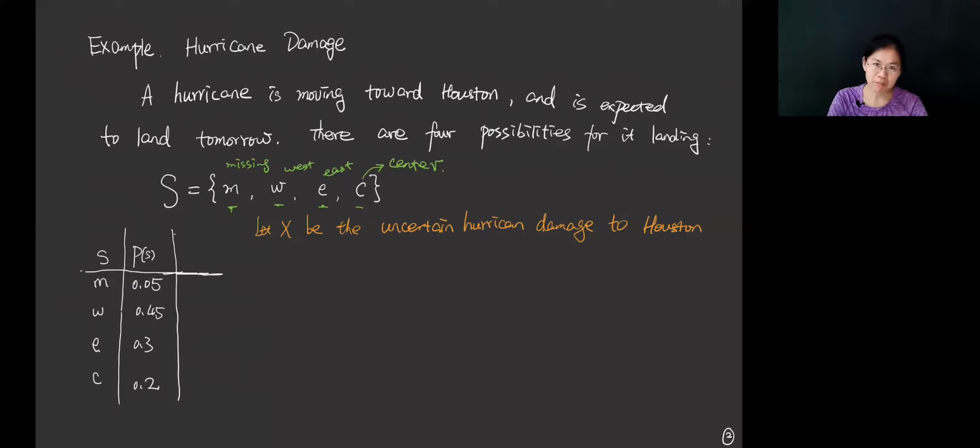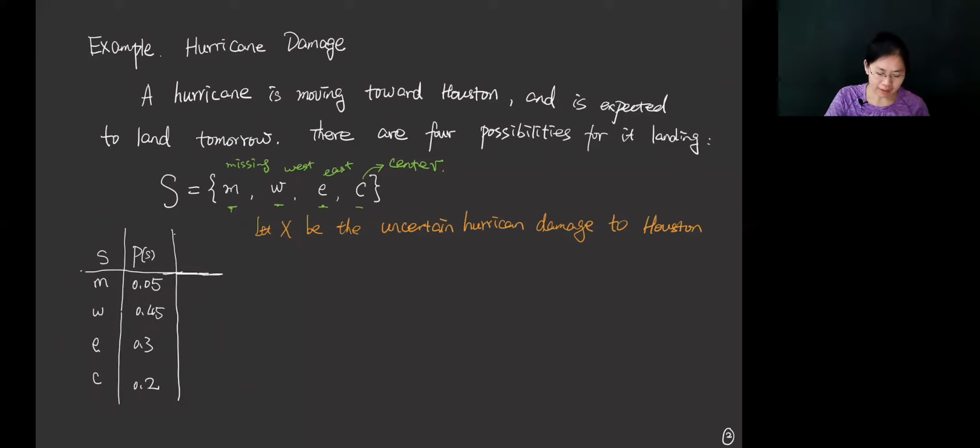Now the probability model that we have for the hurricane is represented in this table. The probability of missing is 5%. Probability that it lands on the west side is 45%. Probability that it lands on the east side is 30%. And probability that it lands in the center of the city is 20%.